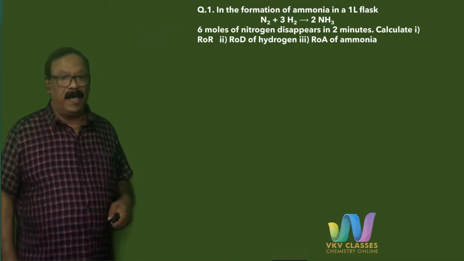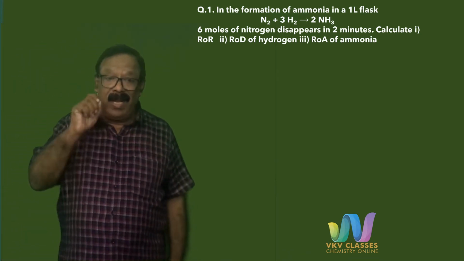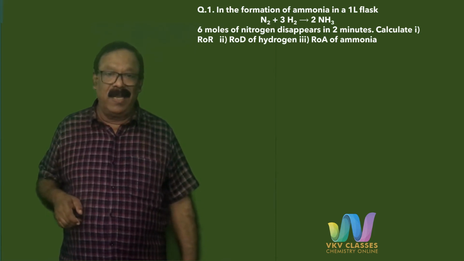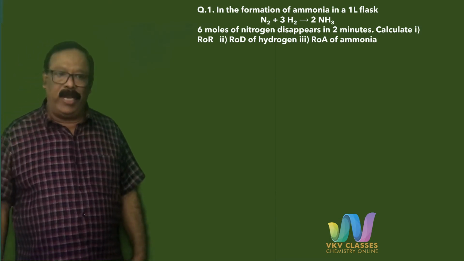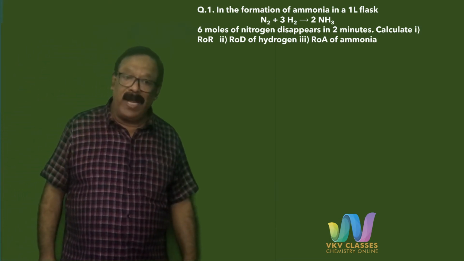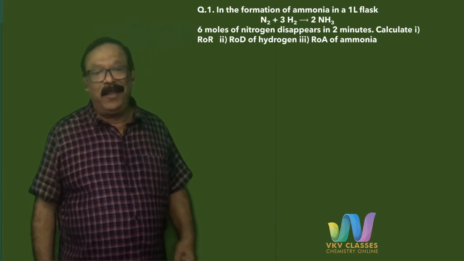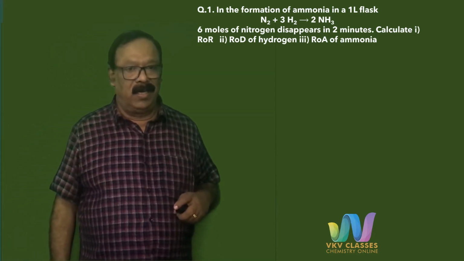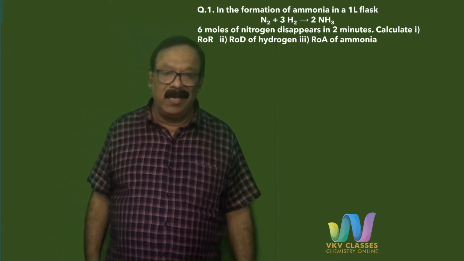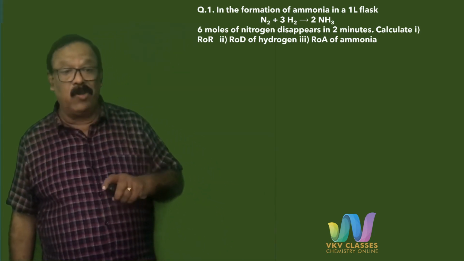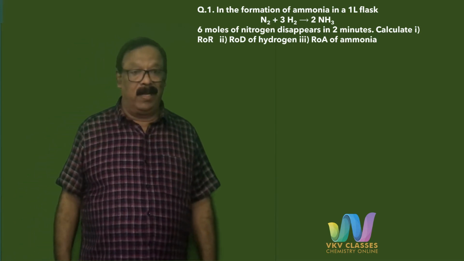Work out a problem. In the formation of ammonia in a 1 liter flask, according to the equation N2 + 3H2 giving 2NH3, 6 moles of nitrogen disappear in 2 minutes. Calculate 1. The ROR, rate of reaction, 2. Rate of disappearance of hydrogen, and 3rd, rate of appearance of ammonia.